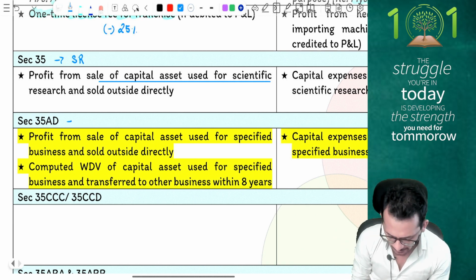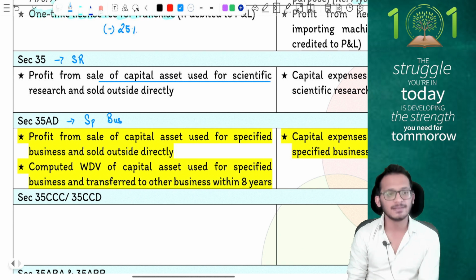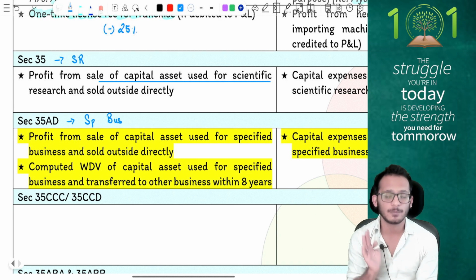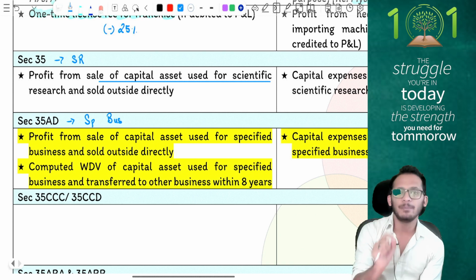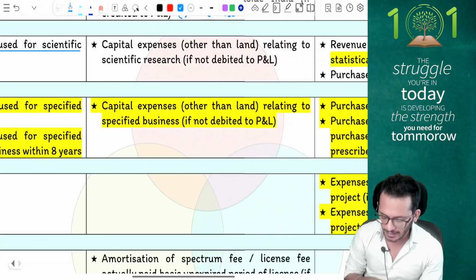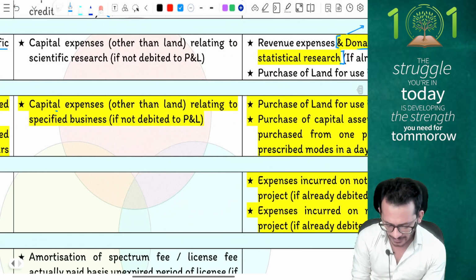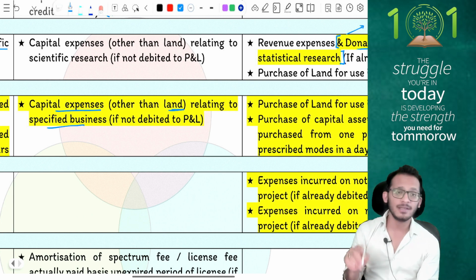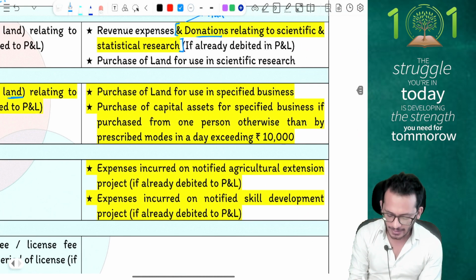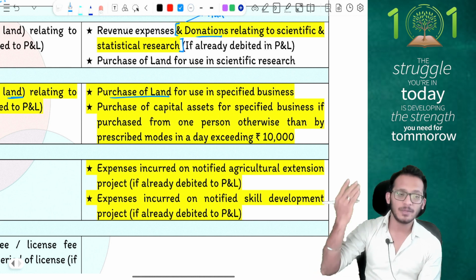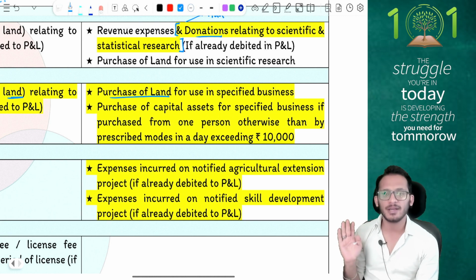Then we move on to section 35AD, people, which is called specified businesses. In specified businesses, again the same rule applies. If you have undertaken any specified businesses, whatever assets you have purchased for that business can be treated as an allowable deduction except for land, goodwill and financial instruments. And therefore, again the same thing, people. If you have any capital expenses other than land relating to specified businesses and it is not already debited to P&L, you can claim it as a deduction. If it is a purchase of land, please don't claim it as a deduction, because it is not allowed. If it is not in the P&L, please don't take it into consideration. You can ignore the adjustment.